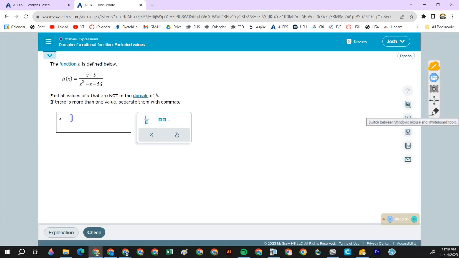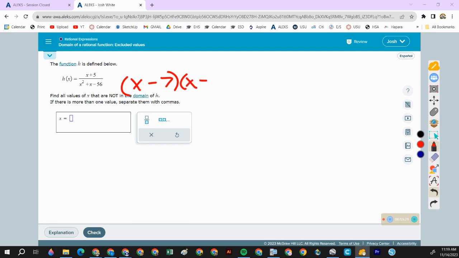All right, domain of a rational function. Are there any numbers that I'm not allowed to plug into this equation? Anytime I get 0 on the bottom, so this factors into x minus 7 and x plus 8. So x is not allowed to equal 7 or -8.